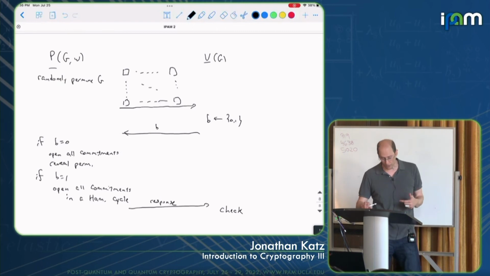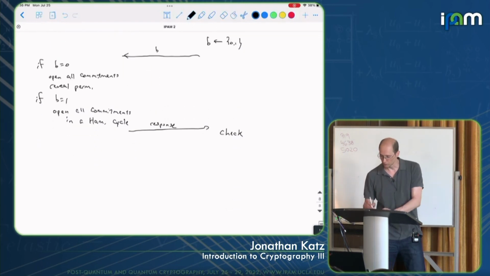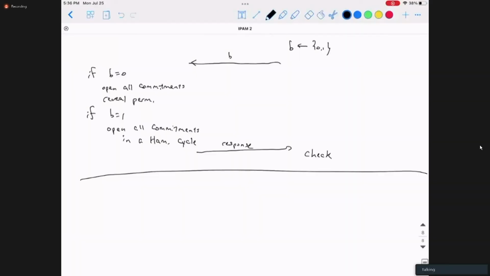So let's see if I have time to prove anything formally here. Let me see if I can prove the zero-knowledge property. So I claim that this protocol is zero-knowledge. Okay, what do we need in order to prove zero-knowledge? Remember, what we need is a way to show how we can simulate the view of any possibly cheating, efficient verifier.